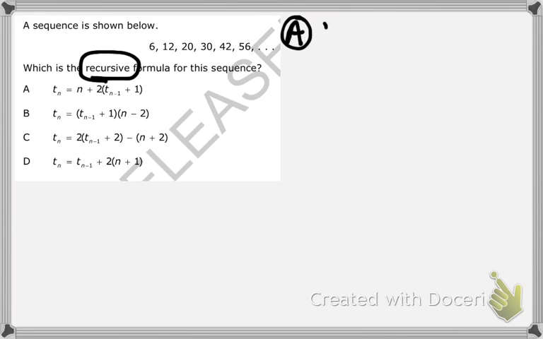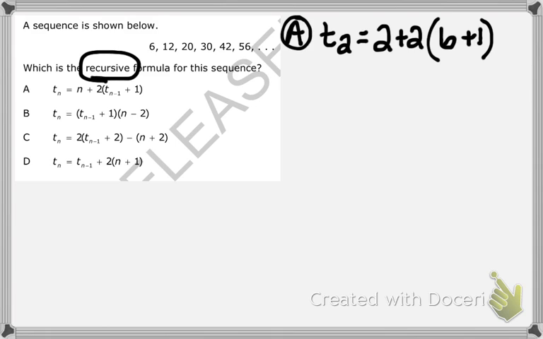When I look at A, we're going to find the second term, because we already know the first term is 6. So n is the second term. Remember, n is always the term number, plus 2 times t sub n minus 1, which is the previous term. My previous term is 6, plus 1, so 6 plus 1 is 7. 7 times 2 is 14. 14 plus 2 gives me 16. This should give me 12, which it doesn't. It gives me 16, so A doesn't work.